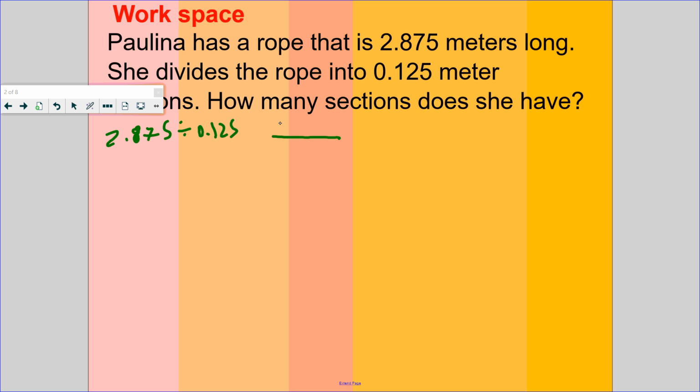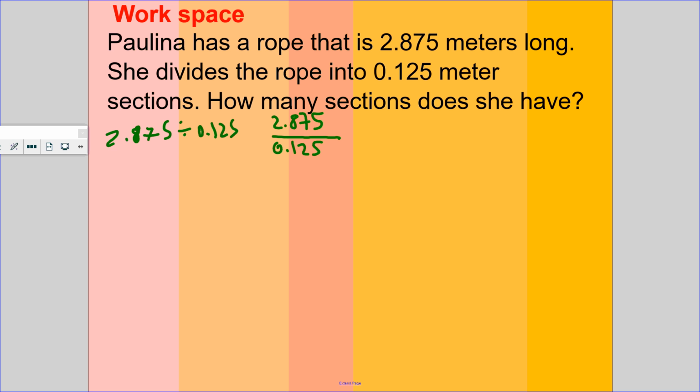How would you write this in fraction form? 2 and 875 thousandths divided by 0 and 125 thousandths. Do you like working with decimals? I personally, and I'm a teacher, say no, I don't like working with decimals. I'd rather work with whole numbers. So what place value can I multiply the numerator and denominator by to make them whole numbers? By the thousandths place. So 0 and 125 thousandths times 1,000 is 125 because you're moving this decimal point 3 over. 2 and 875 thousandths times 1,000 is 2,875 because you're moving this decimal point 3 over.